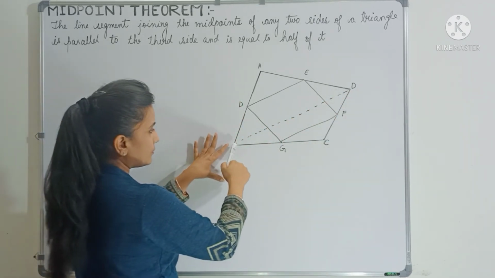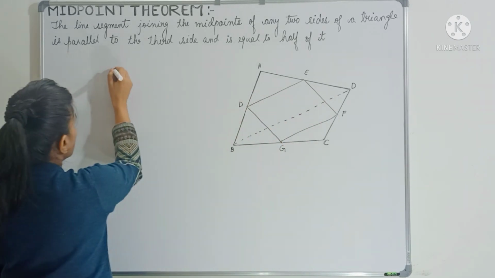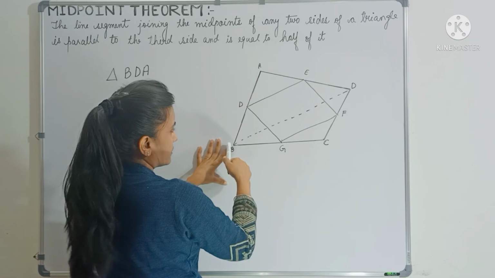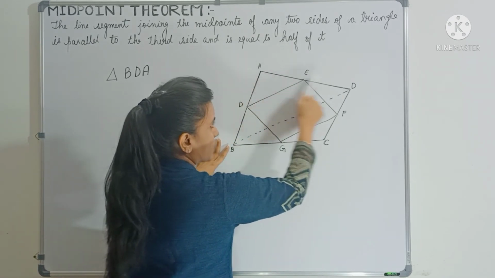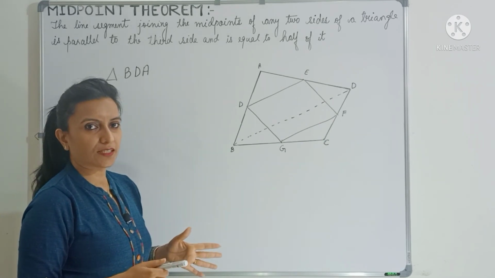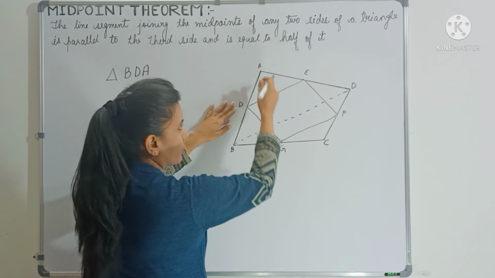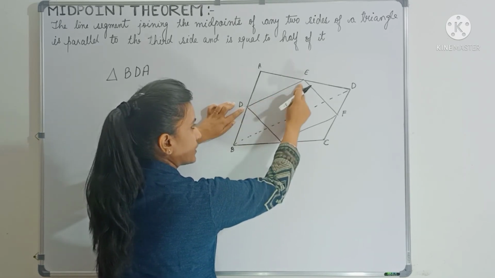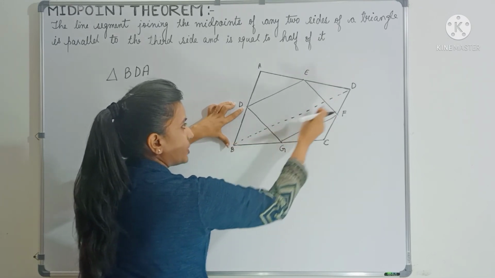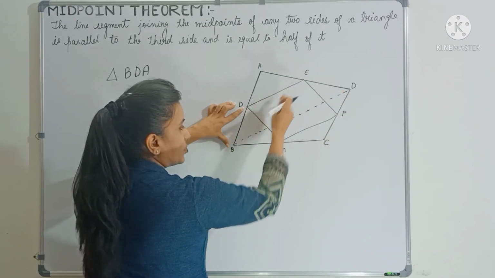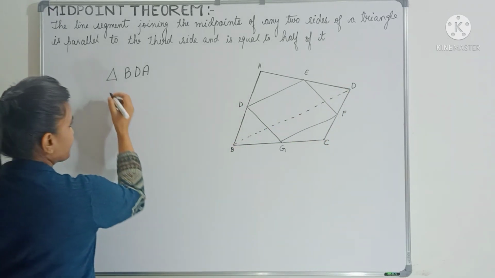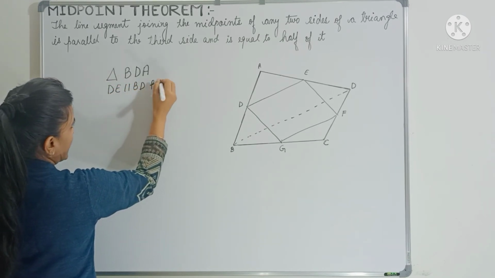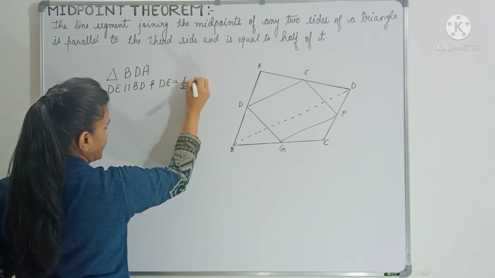Now in triangle BDA, what do you observe in this triangle? In triangle BDA, D is the midpoint of AB and E is the midpoint of AD, right? Now what does the midpoint theorem state? If the midpoints of two sides of a triangle are given, then the line segment joining those midpoints will be parallel to the third side, which is BD, and DE will be equal to half of BD, right? So from the midpoint theorem we can conclude that DE is parallel to BD and DE is equal to half of BD, right?